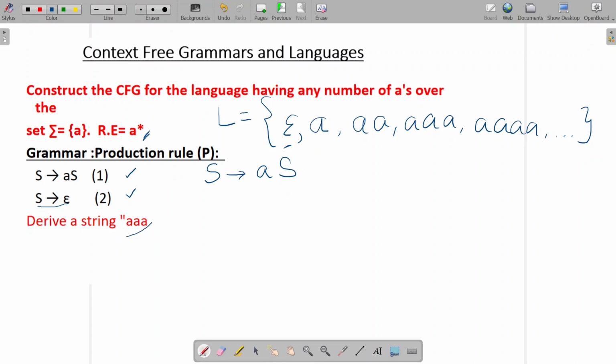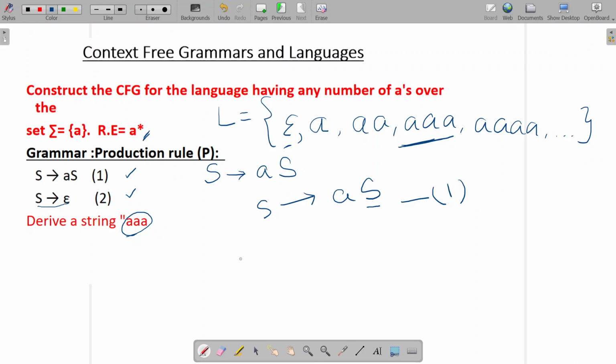Now we are going to derive the string aaa. I am going to derive aaa out of all possible strings. Now we are going to check whether it's possible to derive this aaa. So let's start with the start symbol S. S maps to aS, applying production rule 1. By using the production rule, S is replaced by aS. Now I have one terminal character a, and the second one is a non-terminal character. So in the second step, I have to replace this non-terminal character by another. The objective is that the output string should consist only of terminal characters.